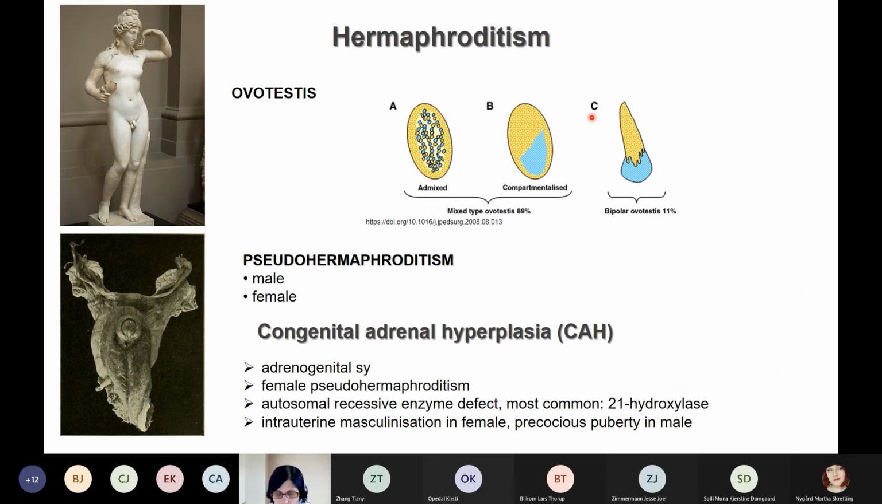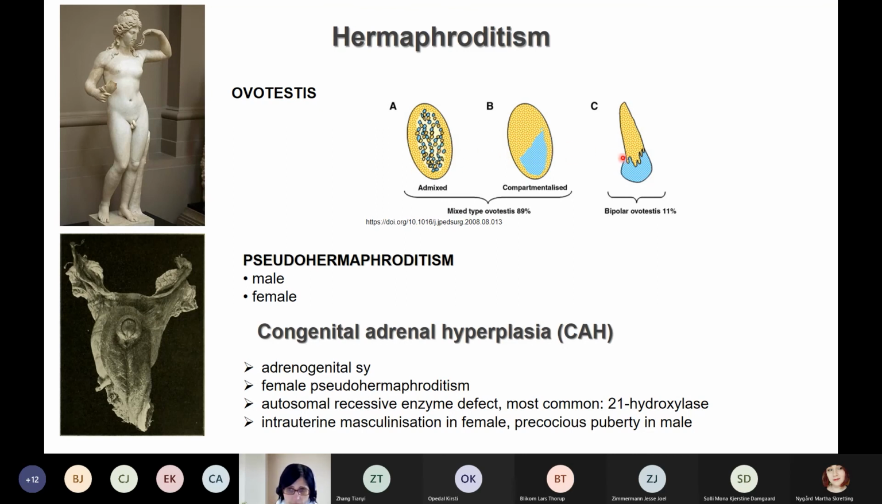Hermaphroditism is also a group of DSDs. In this case, we distinguish true hermaphroditism and pseudo-hermaphroditism. True hermaphroditism is an extremely rare condition. In this case, the patient has a gonad where both ovarian and testicular tissues can be identified, and this gonad is called the ovotestis. We could have many different arrangements of these ovarian and testicular tissues inside the gonad.